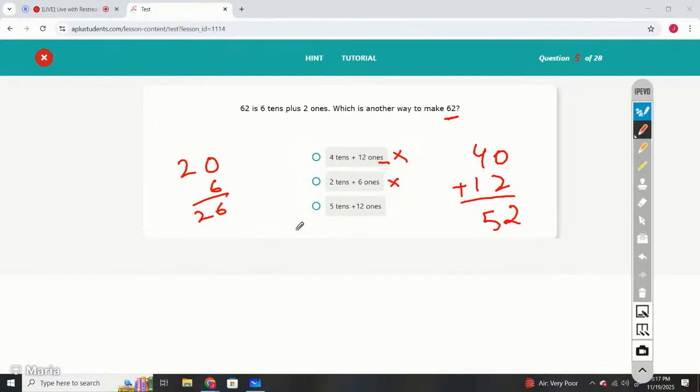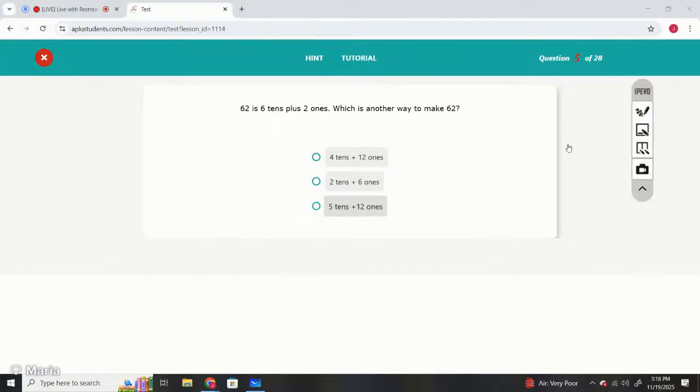We need to make 62. 5 tens is 50 and 12 ones. 2 plus 0 is 2 and 5 plus 1 is 6. That is 62. The correct option is option number 3. That is 5 tens and 12 ones.